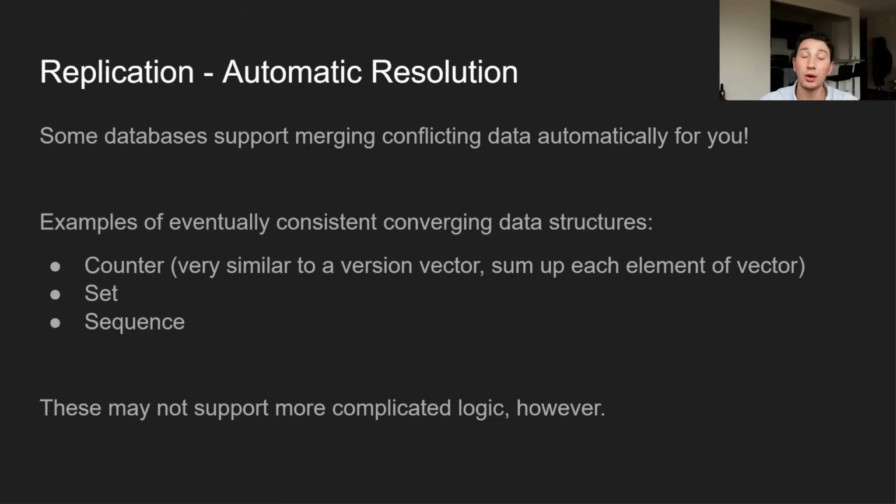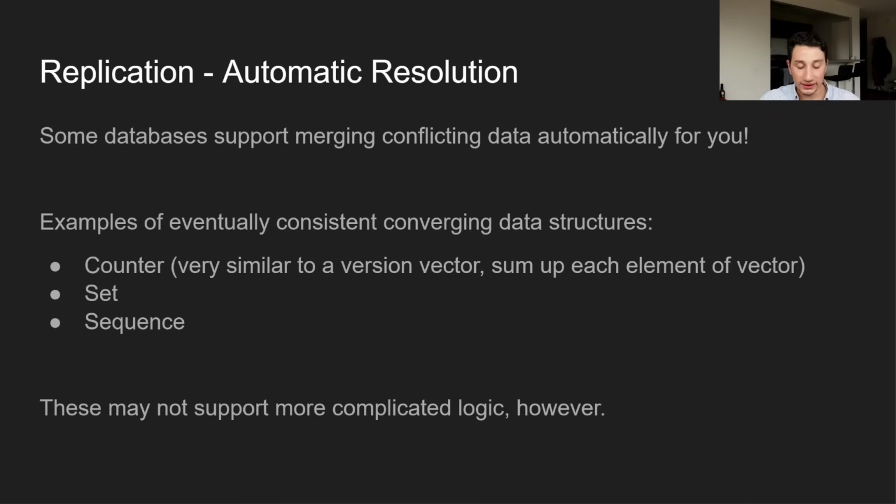Replication, automatic resolution. The third option for how we deal with multiple leaders and conflicting writes is that we automatically resolve conflicts on the database. So rather than having a user read the stored siblings and then write them back, the database itself is capable of merging those two values.